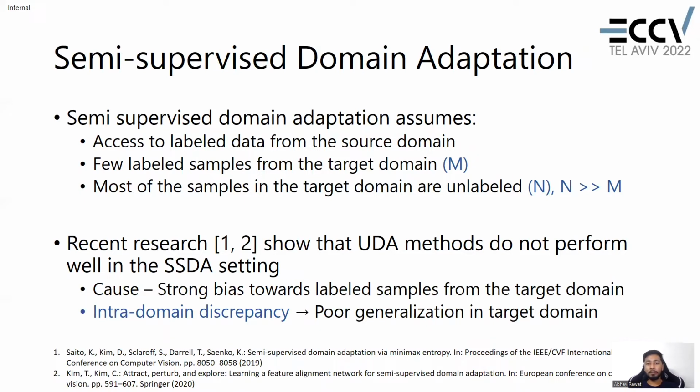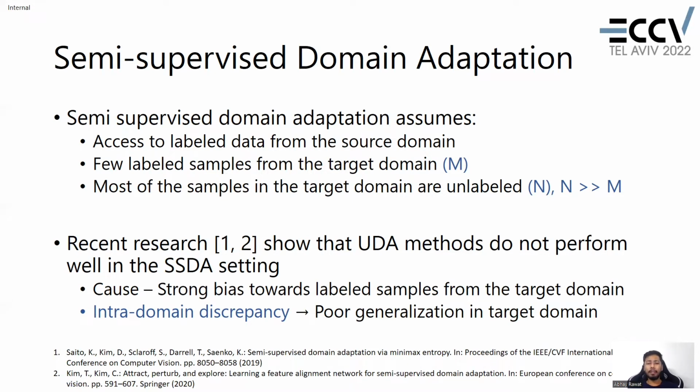In semi-supervised domain adaptation, or SSDA, the assumption is that we have access to a small set of labeled samples in the target domain as well. This access to labeled samples from the target domain should allow the model to better capture the relationship between the source and target samples, thus leading to better generalization. However, recent SSDA studies have shown that unsupervised domain adaptation methods cannot be directly applied in an SSDA setting.